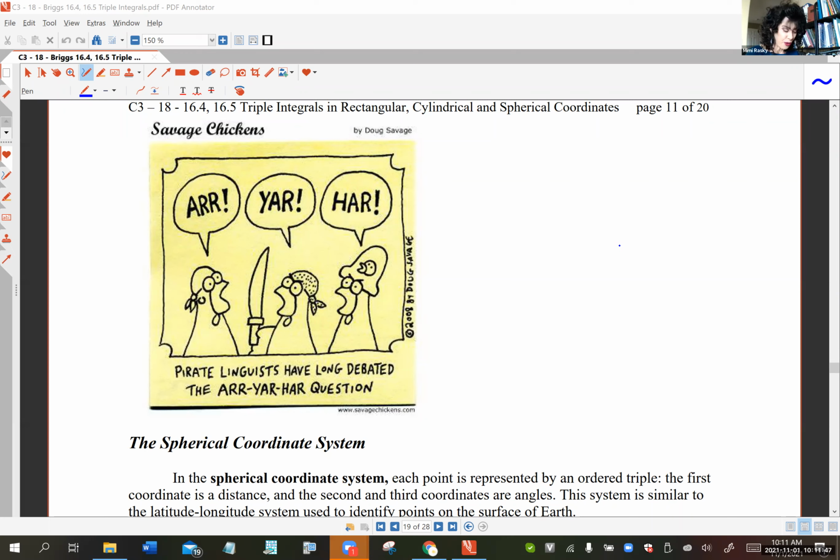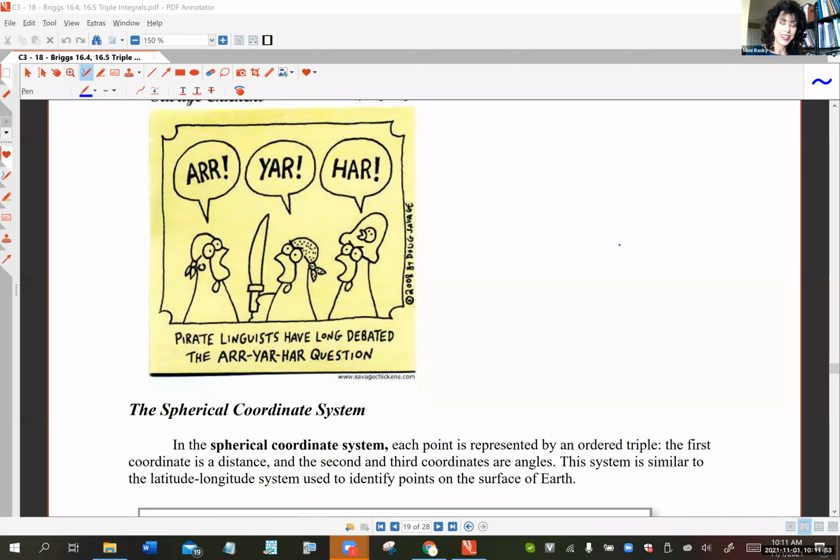Okay, so of course, I got to have my meme with the pirates. R, yar, har. Which one is it?